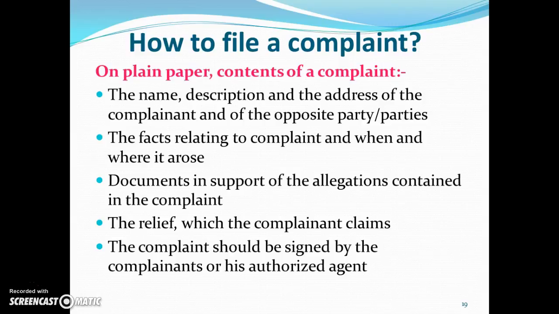Only the content should be that first the name and the description and address of the complainant and the opposite party should be there. And if you still have doubt on this, you can search on the internet. There are lots of formats available, so that will be very helpful for the consumer. So it does not involve a lot of cost for a consumer for filing a complaint.